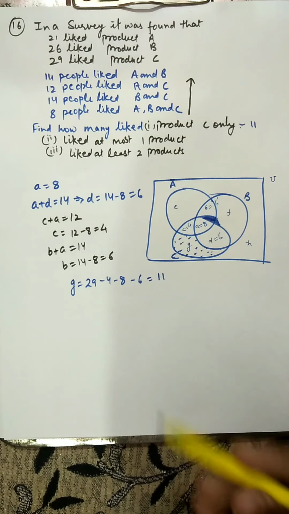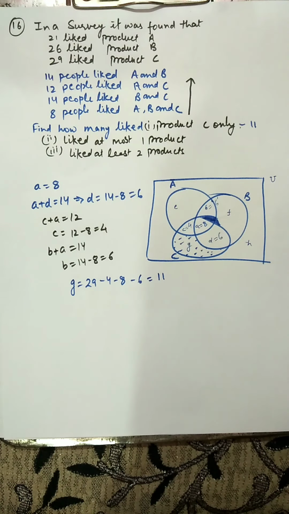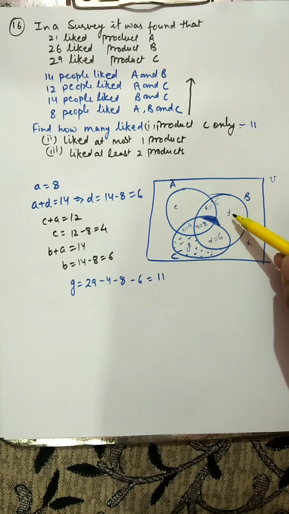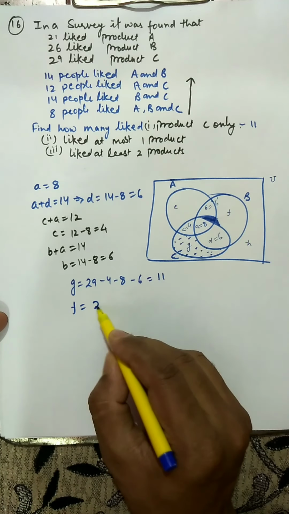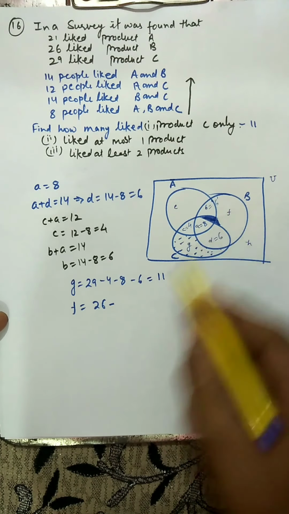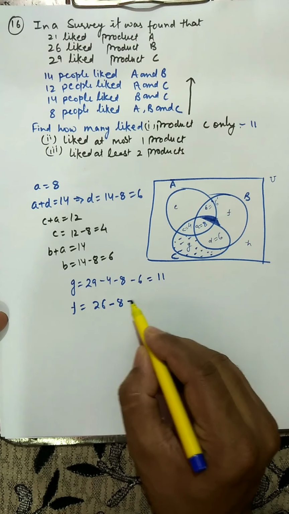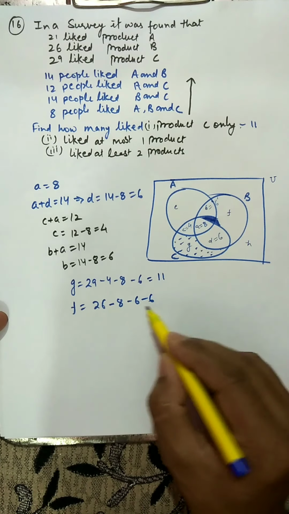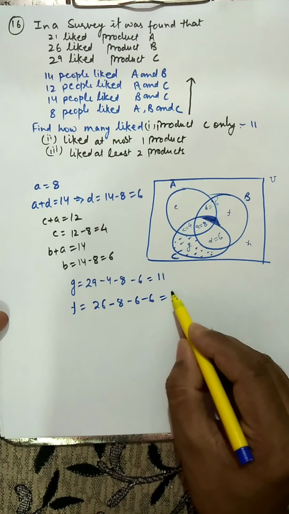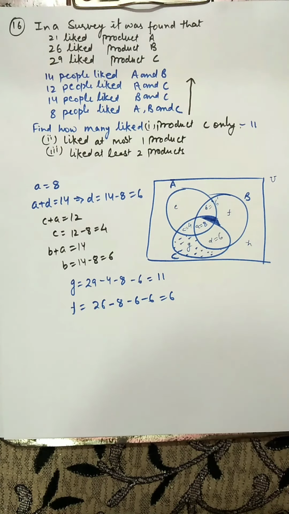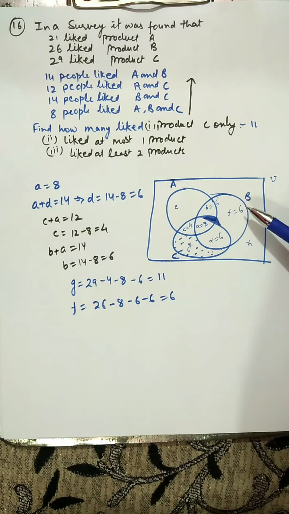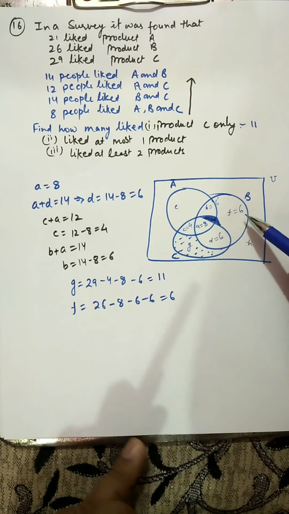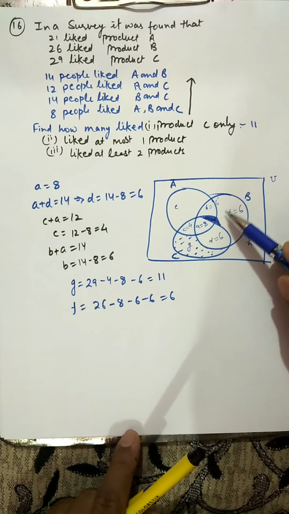Now come to the next information. 26 like product B. So B means this F plus this B plus A plus D. So F can be found as 26 minus A, which is 8. This is B, which is 6, and this is D, which is also 6. So this is 12, 8, 20. So this F is your 6. F is the number of people who like product B only. Remember this, F is the area that represents B only.